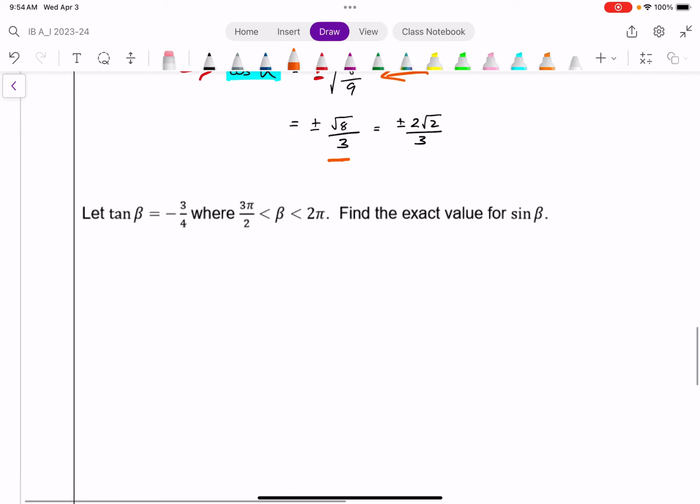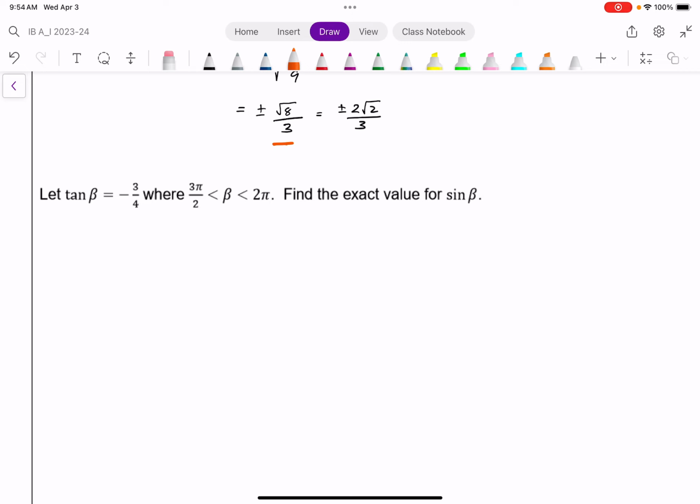All right. This last question can be done in a lot of different ways. In fact, some other ways are actually far faster, but I want to focus on using identities here. And so I have the tangent of beta equals negative 3/4, but I'm telling you that beta is between 3 pi over 2 and 2 pi. And we want to find, okay, what's the value of sine of beta? It's a pretty abstract question. First, let's realize what this restriction here means. Beta is between 3 pi over 2 and 2 pi.